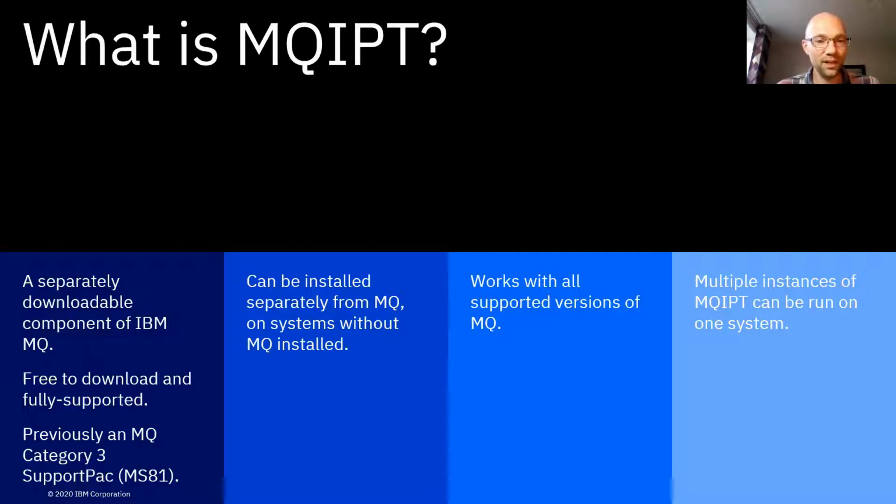It still works with all supported versions of MQ. So if you download the latest version of MQIPT, which would be 9.2 now, that would be a good one to go for, actually, because it's the most recent long-term service release. If you were to use MQIPT 9.2, you absolutely can connect an MQ 9.0 queue manager to an MQ 9.0 client using that IPT. So regardless of which version of MQ you're using, you can use the latest version of MQIPT.